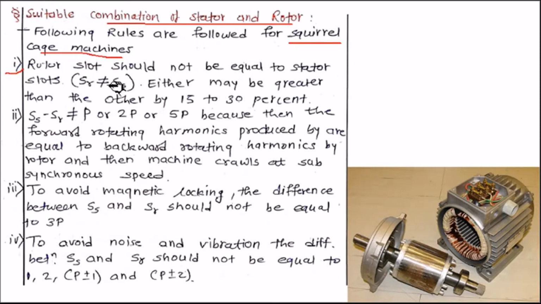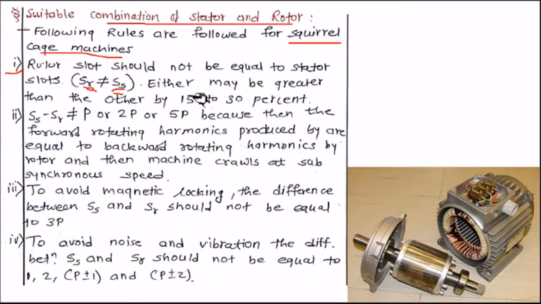That is, SR should not be equal to SS. We are using the notation SR for rotor slots and SS for stator slots. So rotor slots should not be equal to stator slots; one should be greater than the other by 15 to 30%. This is the rule to be followed: SR should not be equal to SS.